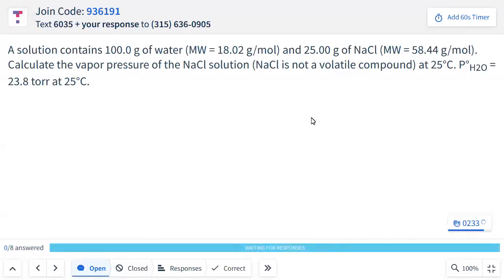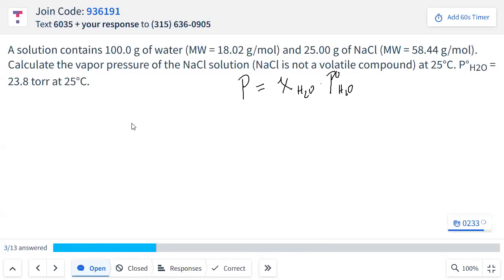So this is a review question from our last meeting, which would have been last Monday. We have 100 grams of water and 25 grams of sodium chloride. What we want to know is what is the vapor pressure of the sodium chloride solution at 25 Celsius. Now the normal vapor pressure of water at 25 Celsius is 23.8 torr. We need to figure out what the vapor pressure of this solution is.